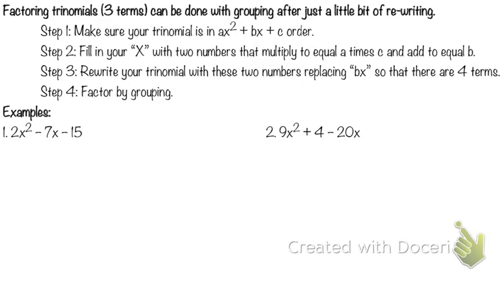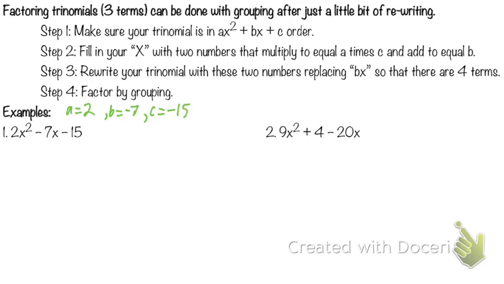So the first step is going to be making sure our trinomial is in ax squared plus bx plus c order, as well as identifying our a, b, and c. So is this one in ax squared plus bx plus c order? Yes, it is. It's in our standard form. Now, what is our a, our b, and our c here? 7. Ooh, what kind? -7? -15. Okay?